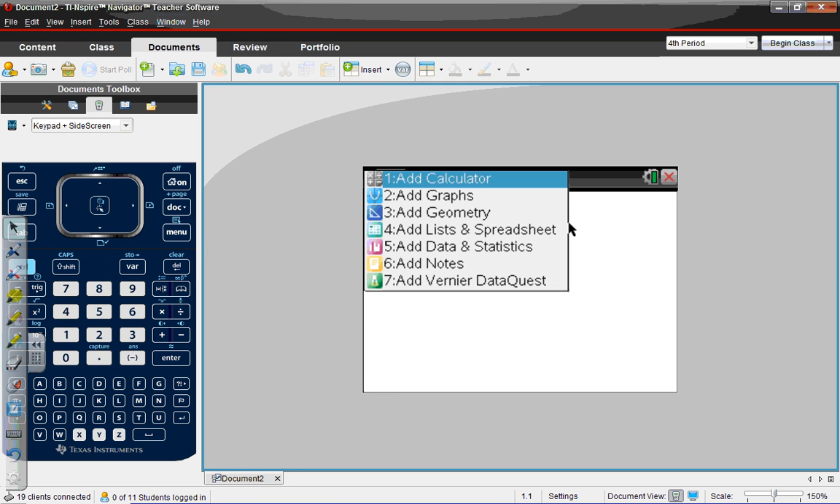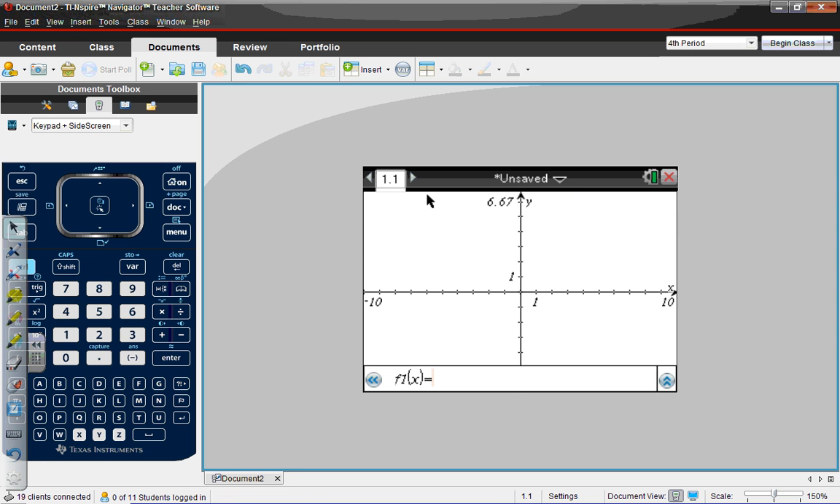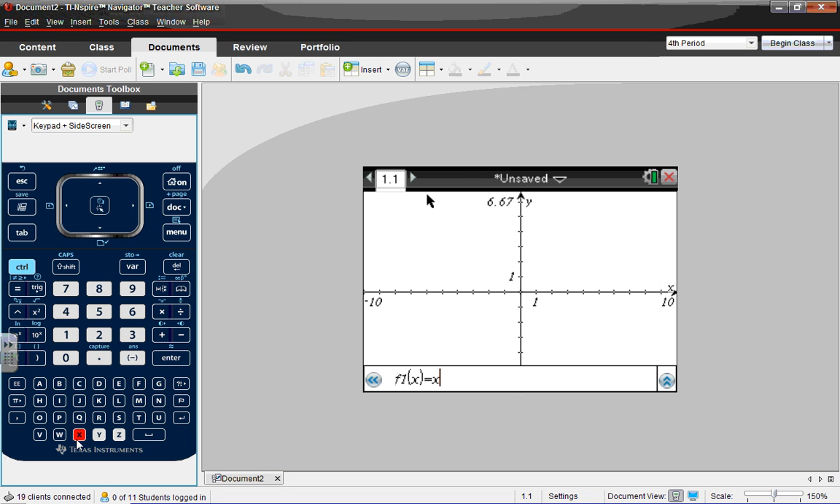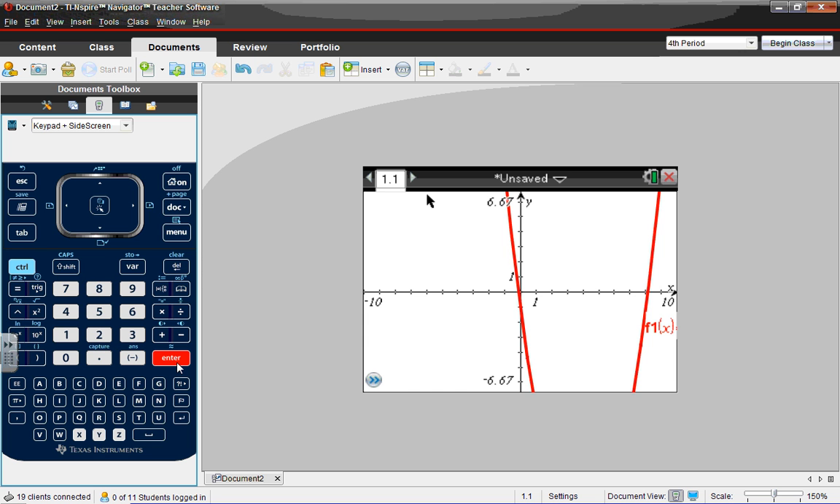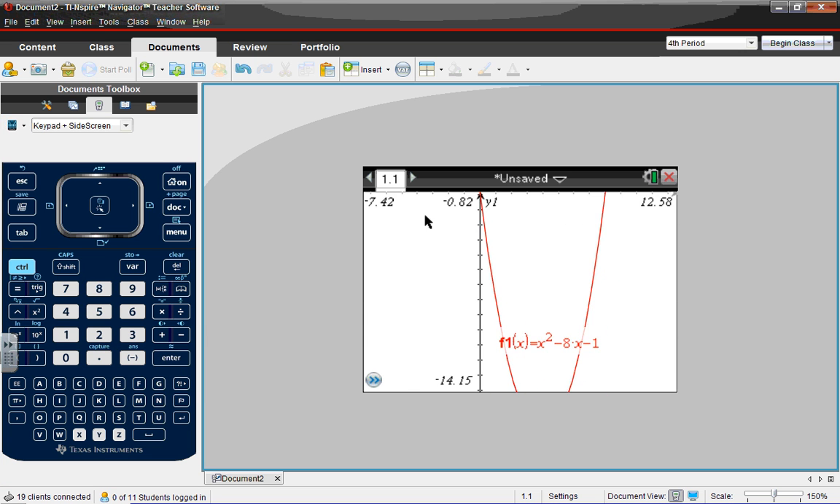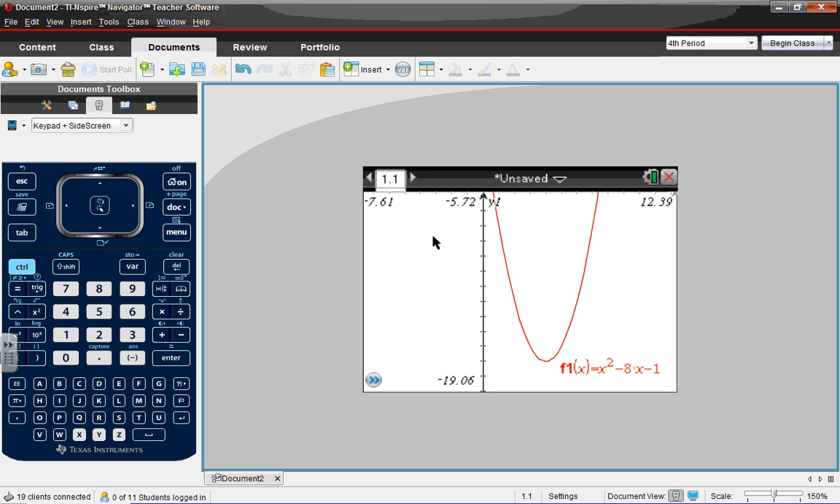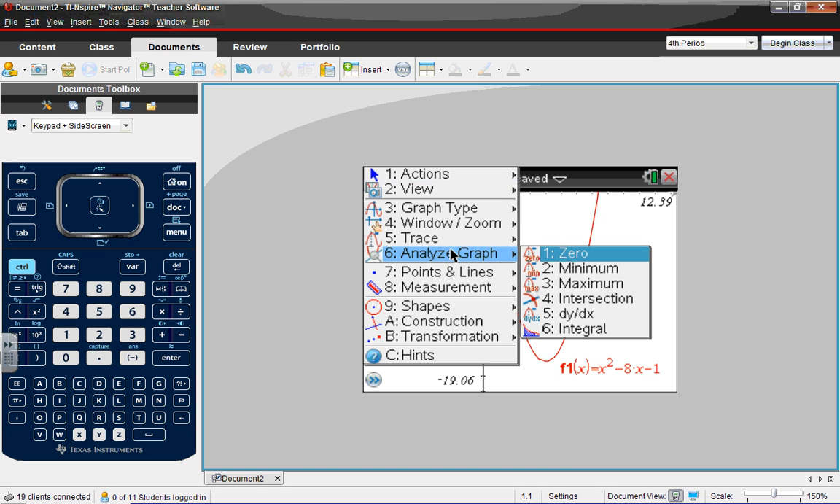I want a new document, I want a graph, and I want to graph the original function that was given. So what was the original function? x squared minus 8x minus 1. And hit enter. This is my graph. Well, my vertex is all the way down here. Does that make sense according to what we got? It does make sense, because our vertex that we came up with was 4, -17. It was going to be right 4 and down 17. So how do I calculate that? Hit menu, analyze graph, and what do you think I want?